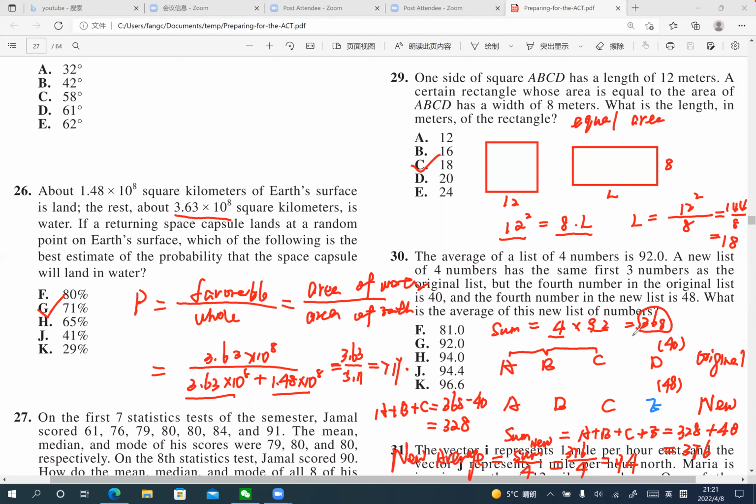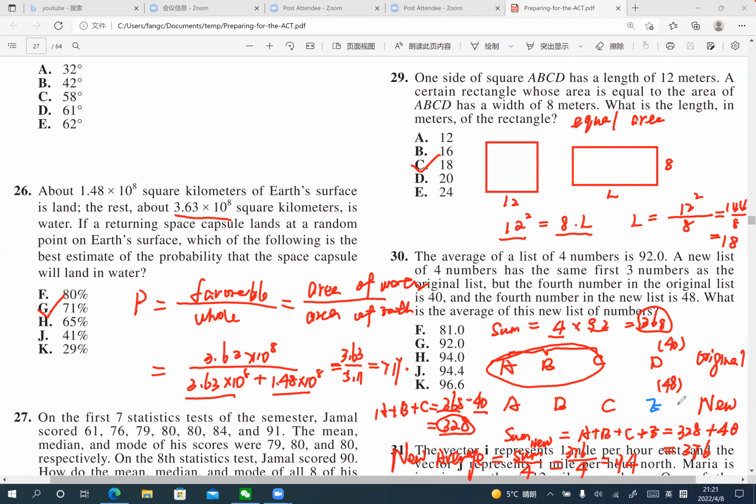So the first 3 numbers, the sum should be equal to the sum of 4 numbers minus the fourth number, which is 368 minus the fourth number, which is 328. So 328 is the sum of the 3 numbers of the first list.